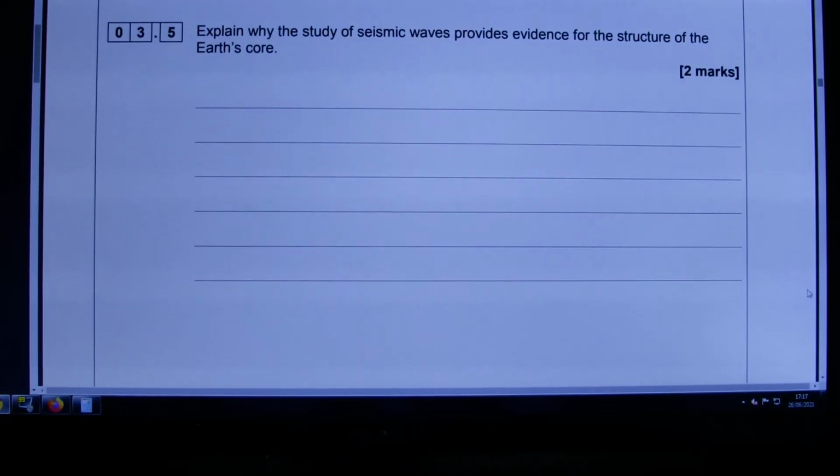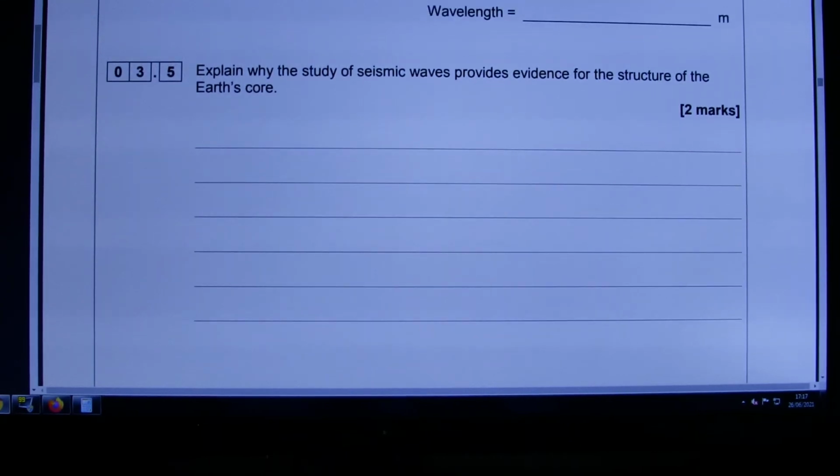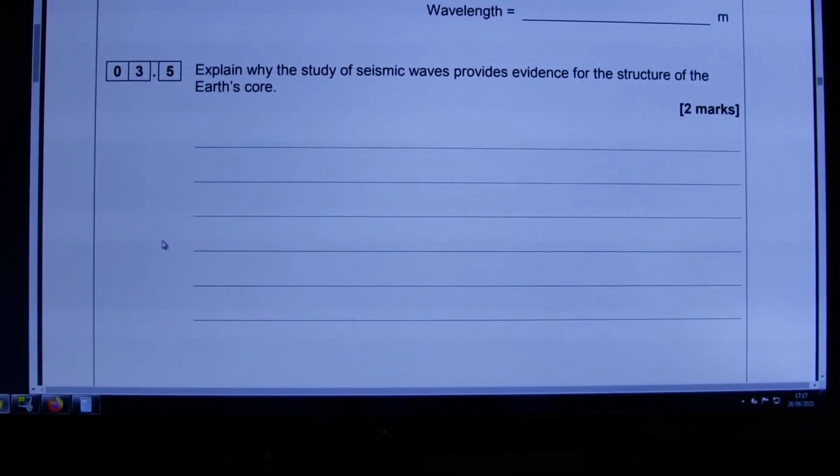Explain why the study of seismic waves provides evidence for the structure of the Earth's core. Told you there'd be a globe proof. This is the S-wave shadow zone. The P waves are effectively sound waves. Sound can travel through gas, liquid, and solid. Possibly also through plasma. I'd have to look that one up. Can't see any reason why it wouldn't. Right? So when it goes from solid to liquid, all it does is change speed.